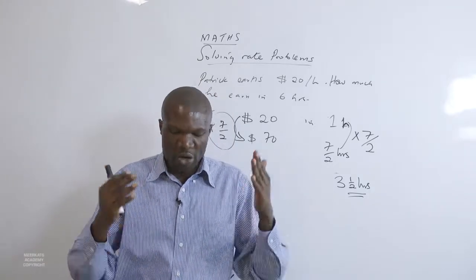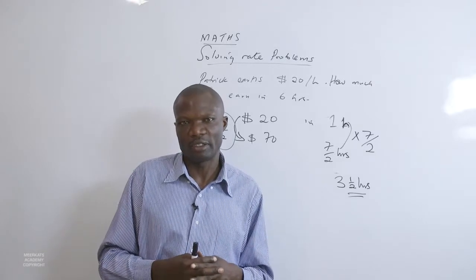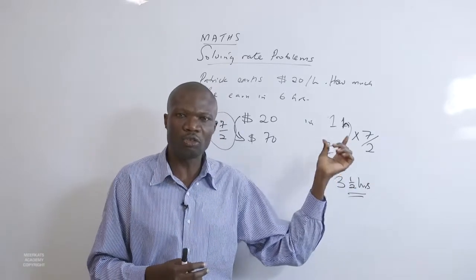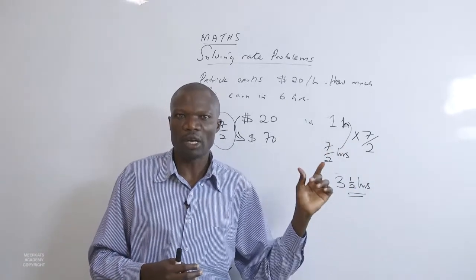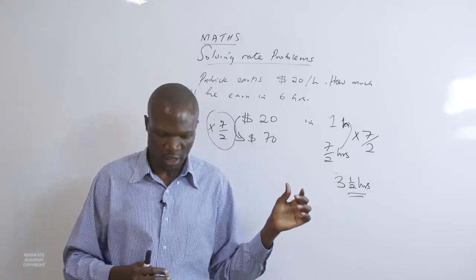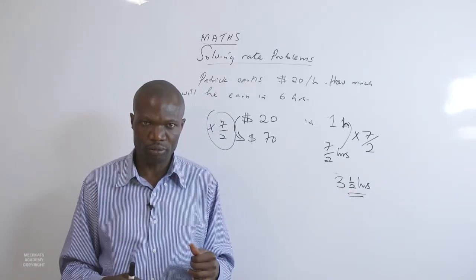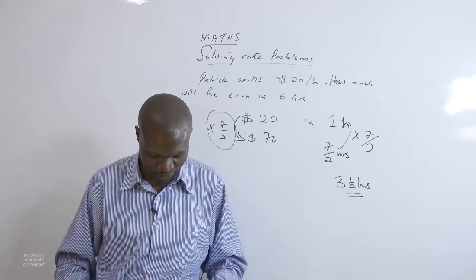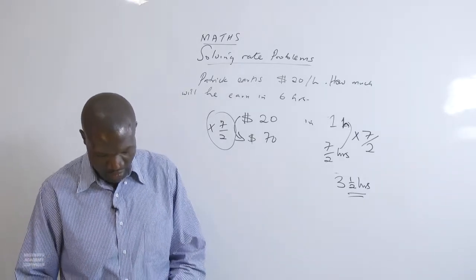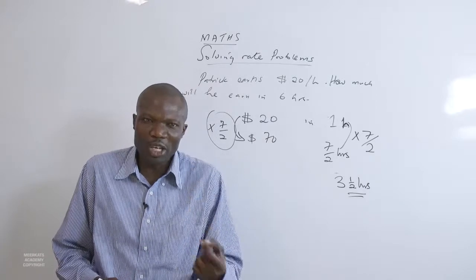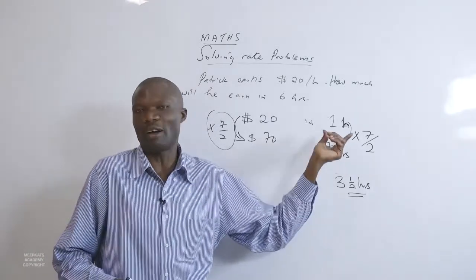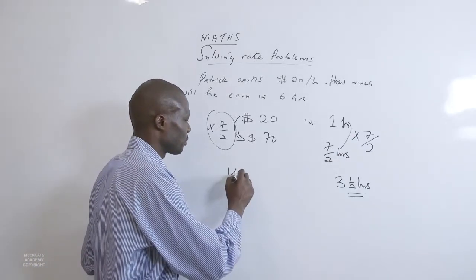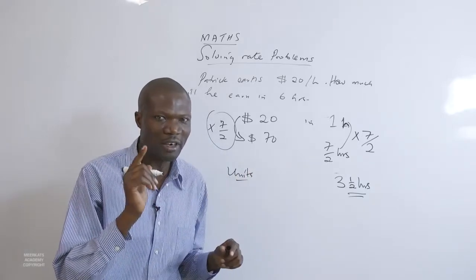The idea of equivalence: the rate of change of the first quantity, the first item, remains the same to the second item. As you are doing this and discovering that, whatever happens on the right-hand side should happen on the left-hand side. Put in mind the units. The units are very, very important.